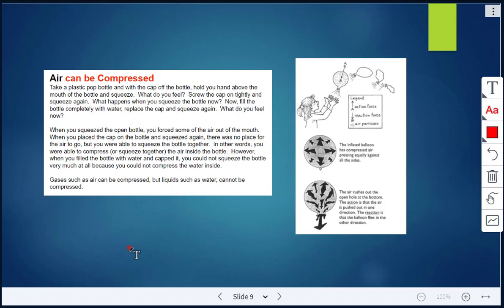When you fill the bottle with water and then you put the cap on it, you can't squeeze the bottle very much because you can't compress the water that's inside. All right, so gases like air, you can compress them, but liquids like water are not compressible.